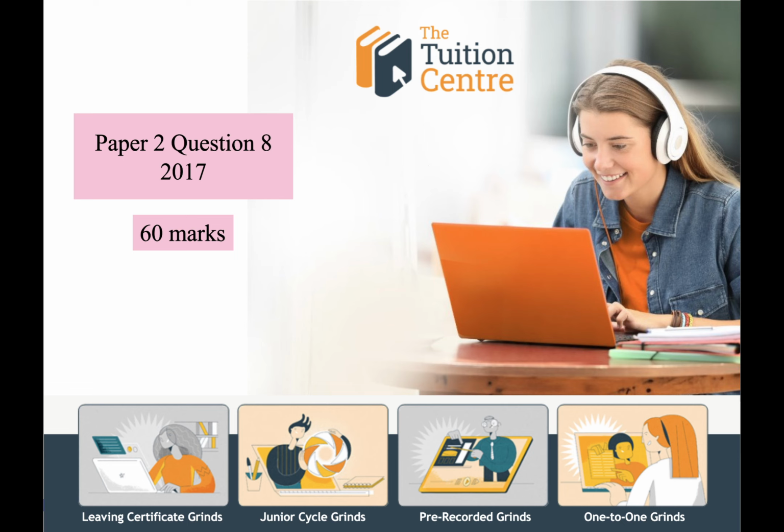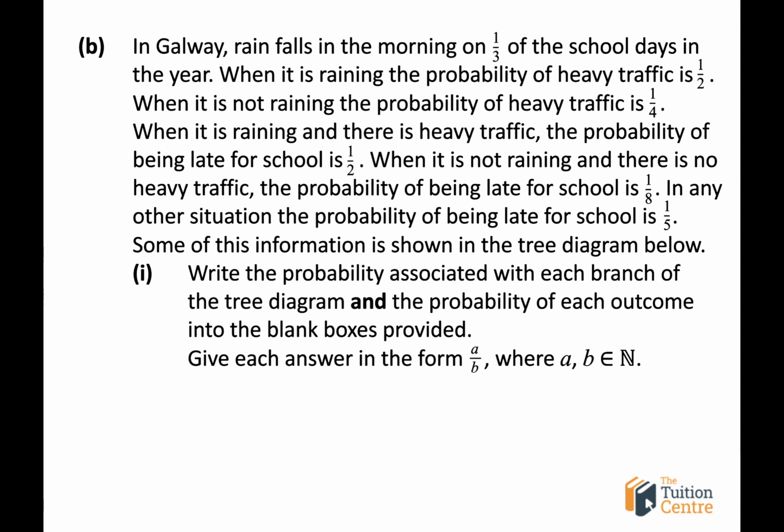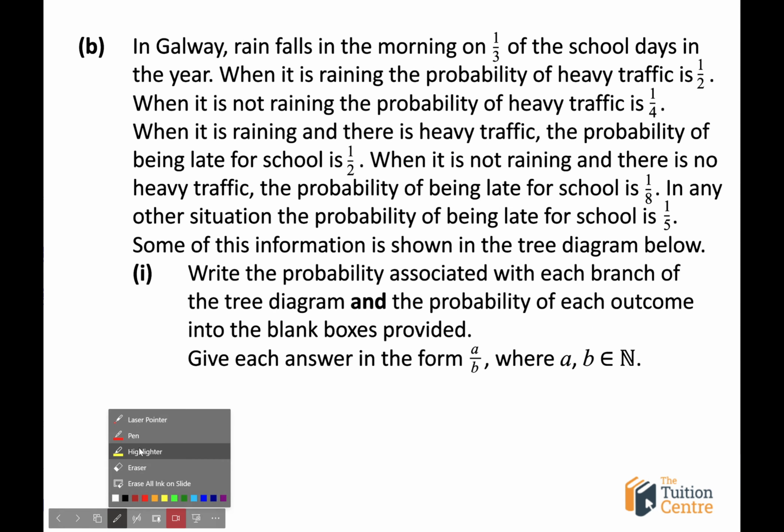2017 Paper 2 Question 8 was a long question. Part A isn't of interest to us here, a Z-score kind of question, but part B was a tree diagram question all about rainfall in Galway. A lot of text here. People didn't like the amount of text in this, the amount of words. You really, in these cases, have to read it a few times.